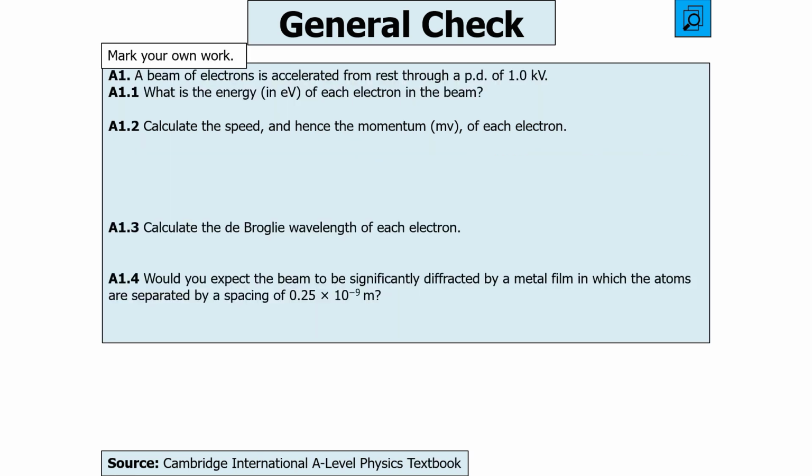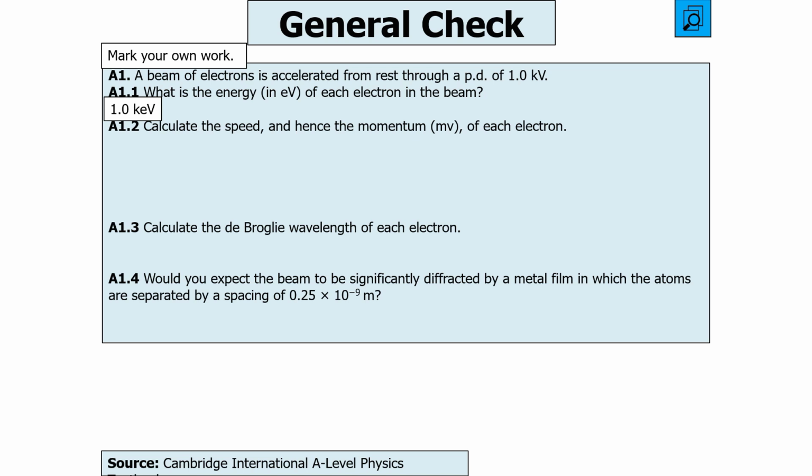Right, remember in this first one you can convert from kilovolts into eV for electrons because it's an electron volt, so it's actually going to be 1000 eV, because remember an electron which is accelerated through a potential difference of 1 kilovolt will have an energy of 1 kilo electron volt.